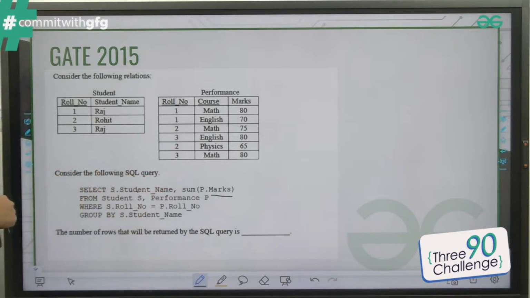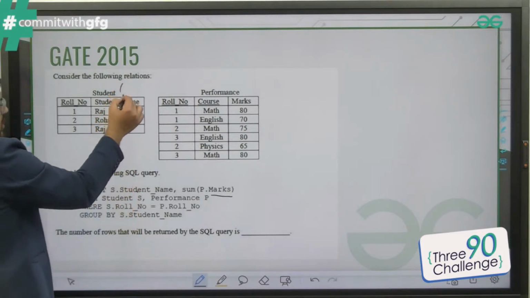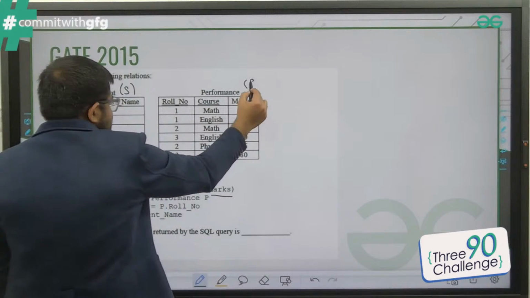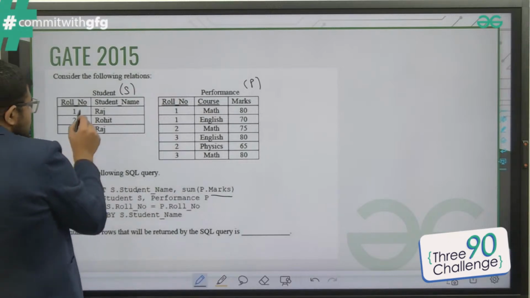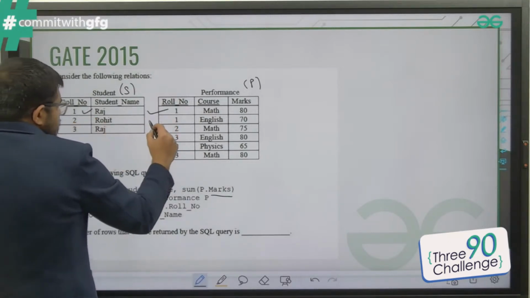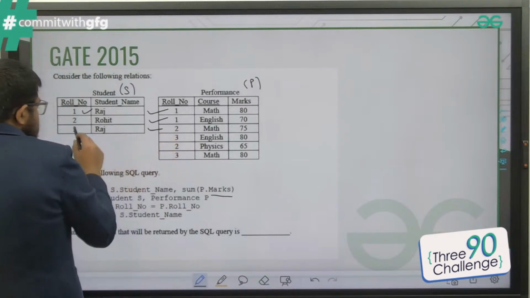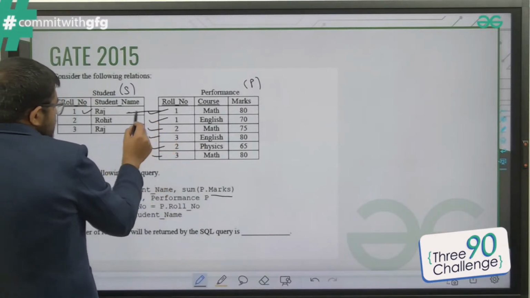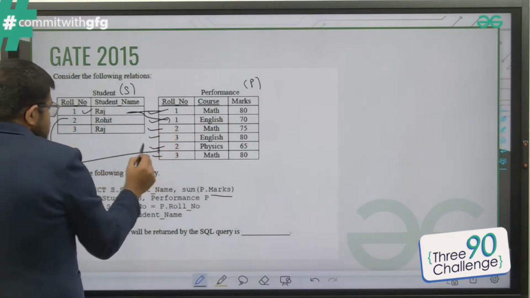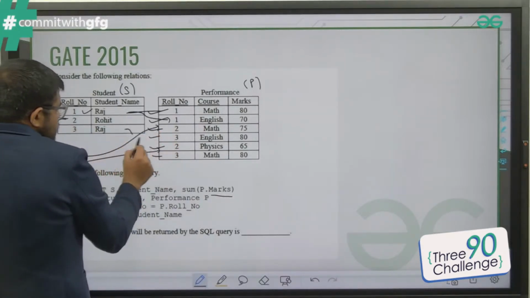So select s dot student name, sum p dot marks from student s and performance p, where s dot roll number equals p dot roll number. So I want information from student. They have renamed this as s and this as p to make the query simpler. You take the cross product and take the tuples where s dot roll number equals p dot roll number. So 1 and 1 will be matched, 2 and 2 will be matched, and 3 and 3 will be matched.